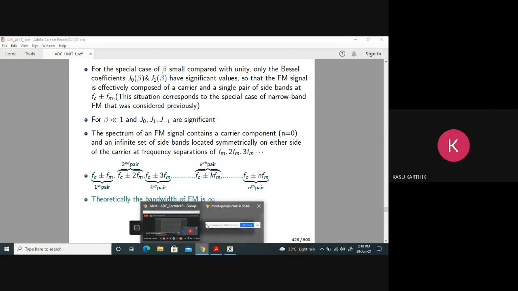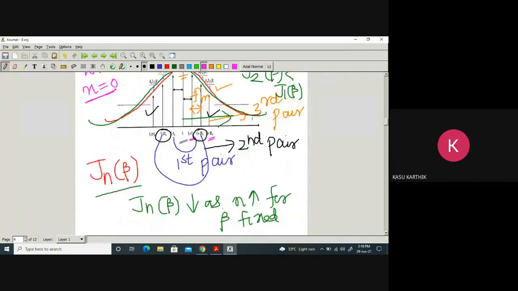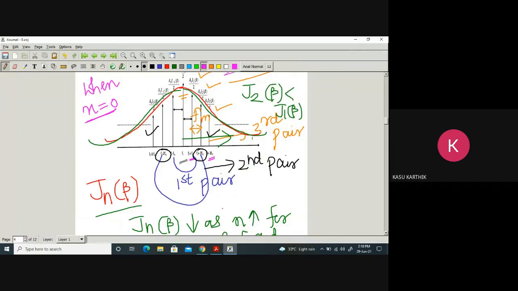Obviously, what is the bandwidth of this FM signal? Since it has an infinite number of sidebands, which are separated by Fm, what is this bandwidth? Infinity. Theoretically, the bandwidth of an FM signal is infinity. But practically, it is not possible to have infinite bandwidth. We should do something about it. Since the FM spectrum has so many sidebands, the bandwidth will be infinity.